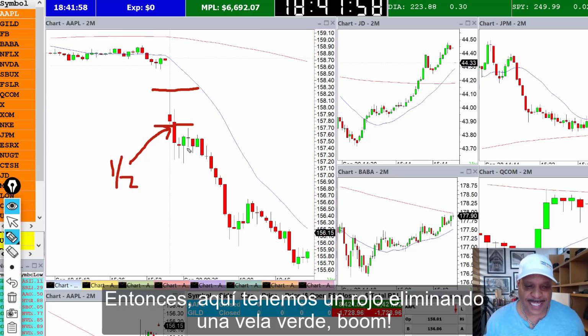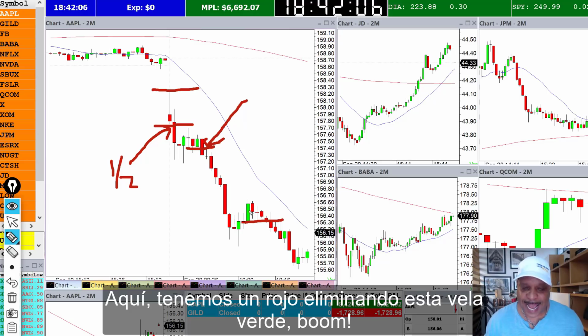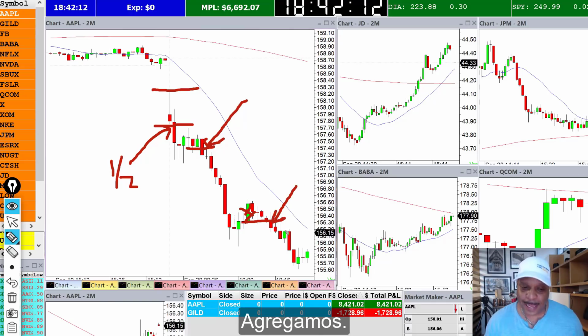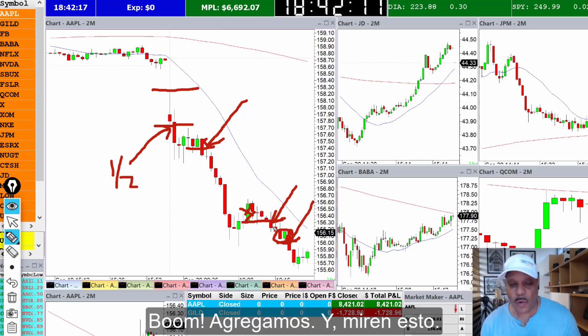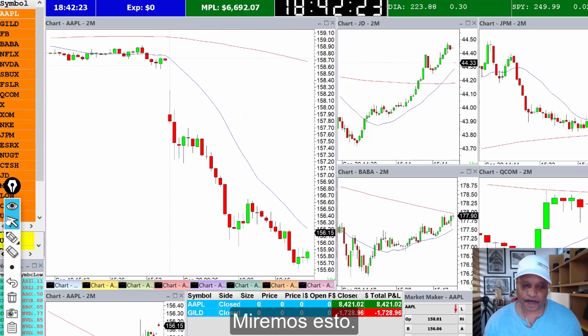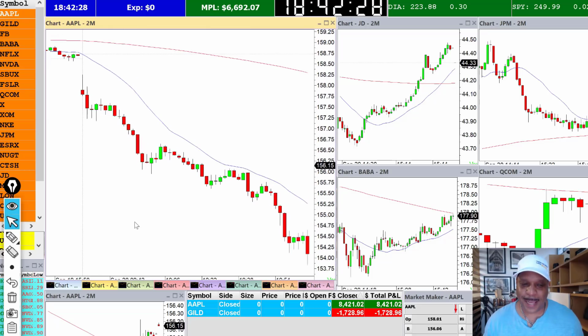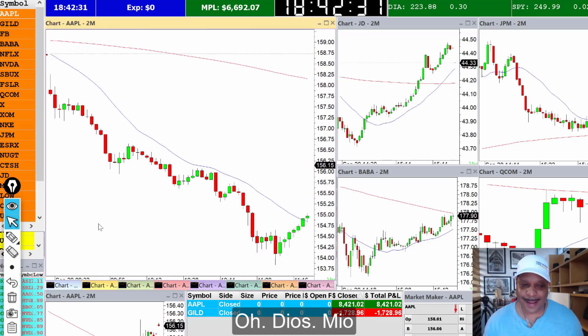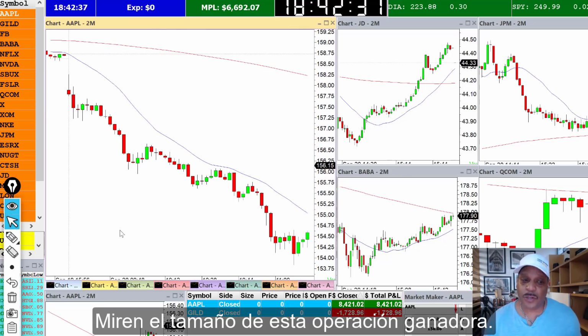So here we have red snatching away a green bar. Boom! We add. Here we have red snatching away this green bar. Boom! We add. Here we have red snatching away this green bar. Boom! We add. And watch this. Let's look at this. Oh my God. Look at the size of this winning trade.